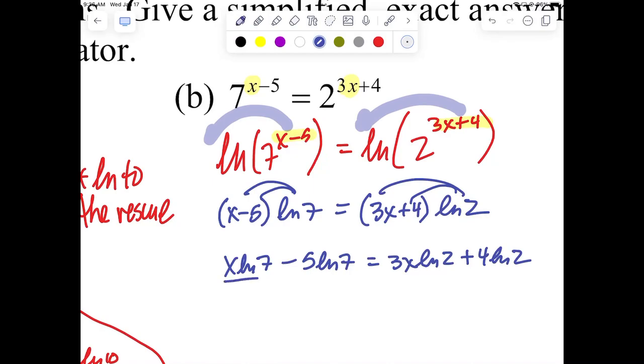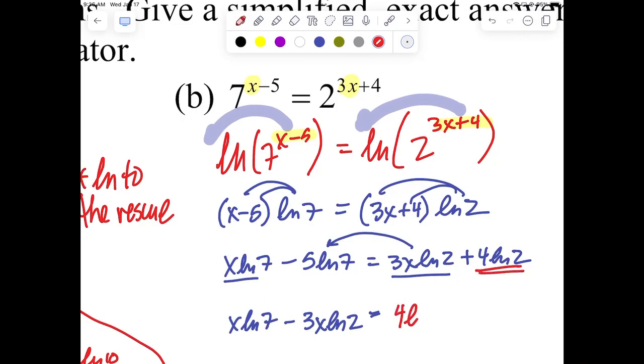I'm going to collect my x terms on the left-hand side. So I'm going to keep the x ln of 7 on the left, and I'm going to red rover, let 3x ln of 2 come over, and now it becomes minus 3x ln of 2. On the right-hand side, I already have the number 4 ln of 2. He's going to stay put, and now I'm going to red rover, let negative 5 ln of 7 come over, and it becomes positive 5 ln of 7.